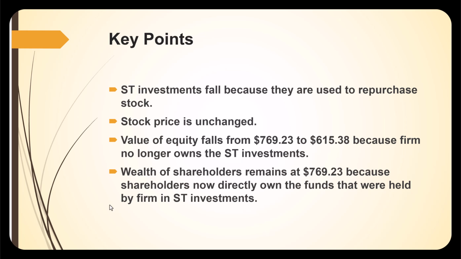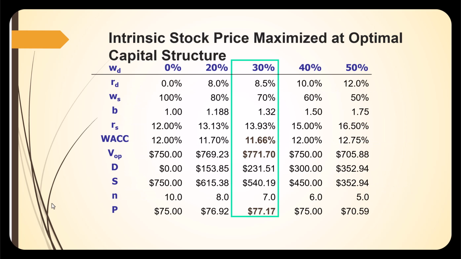So what does this tell us in the end, in tabular form? At 30%, what we see is what? Here's the cost of debt, weight of equity. We have 70% equity and 30% debt. We have this higher beta, 1.32. The value of this company is $771. That's the maximum value. Now, how that is split up is irrelevant. The price now is $77.17. That's the maximum value.